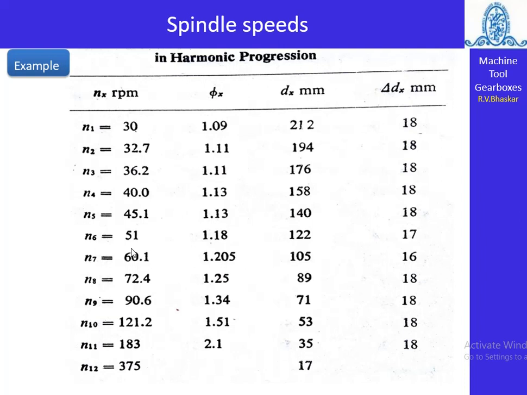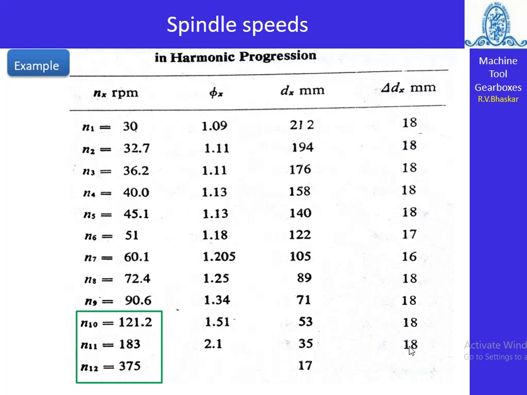Again we'll prepare a table for these values, for n1 equals 30 up to n12 equals 375. So again we conclude from this table that at higher spindle speed steps, suppose in the higher range we are considering three spindle speed steps, Δdx is 18, 18 and 18. So it is redundant again. So we cannot use that progression, the harmonic progression law, while designing a multi-speed gearbox or machine tool gearbox.